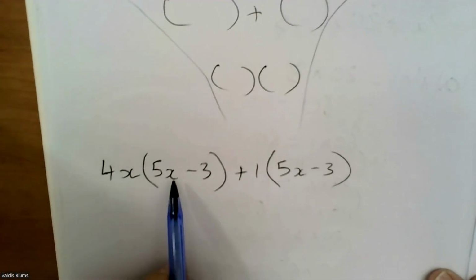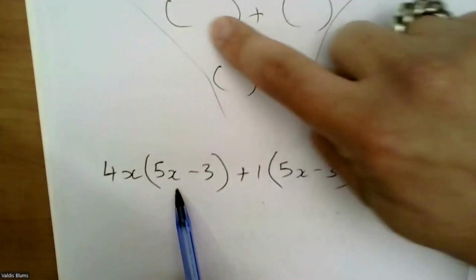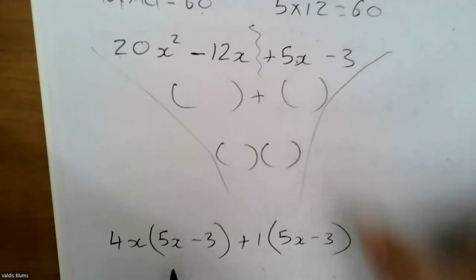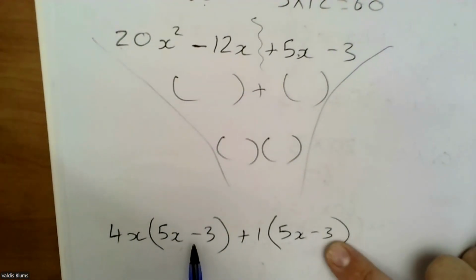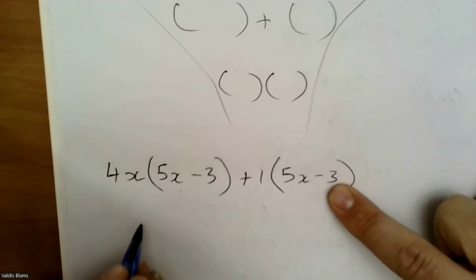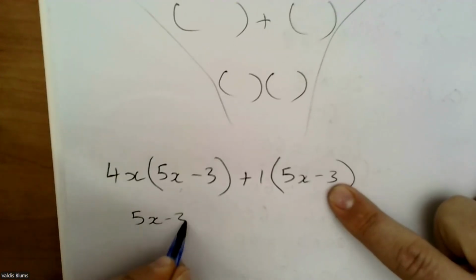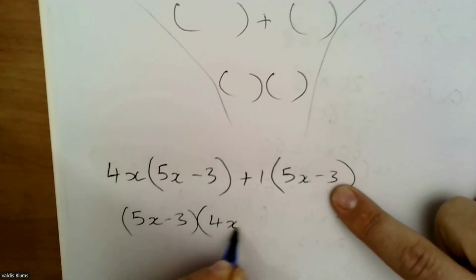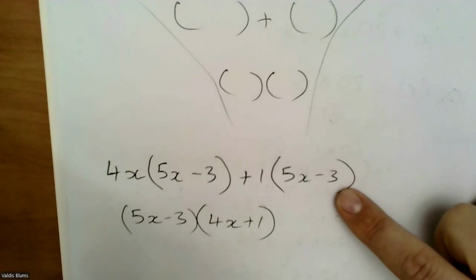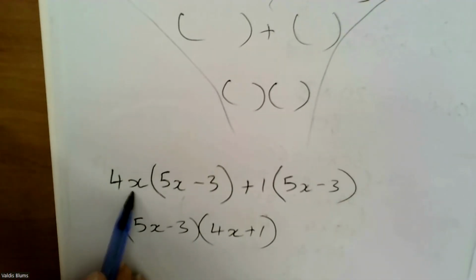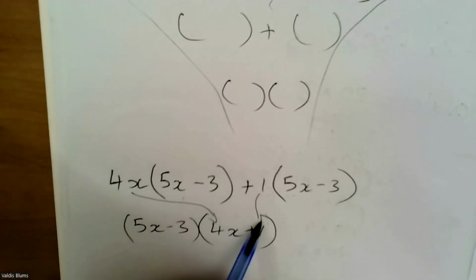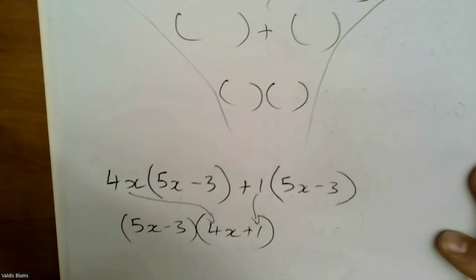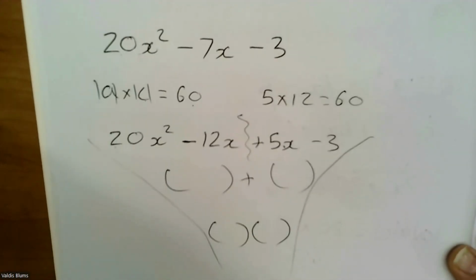And then we look at what's common. So we're at this step here now in the funnel. Now we're looking at what's common. Well, we have a 5x minus 3 that's common to both of these terms. So we pull that out. And we're left with 4x plus 1. So 4x was left out of that term, plus 1 was left out of that one. So that is the decomposition method.